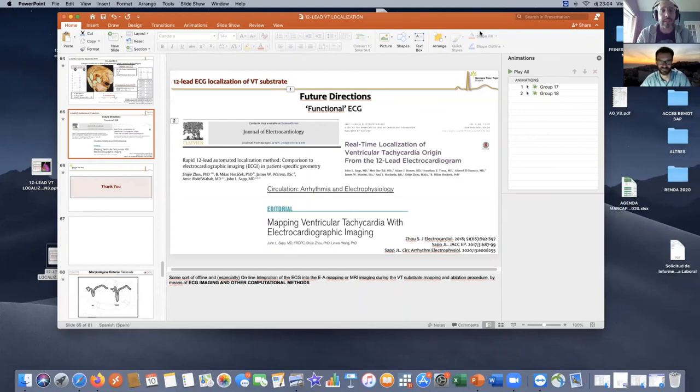Do you use MRI or CT or any other imaging routinely? We lately are using ICE, and are doing many of the procedures with CartoSound. Depending on the case, we also have MRI integration with 3D characterization of the scar, but not for all cases. Very good.